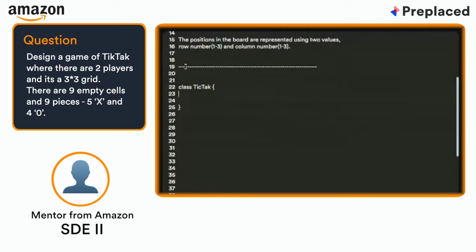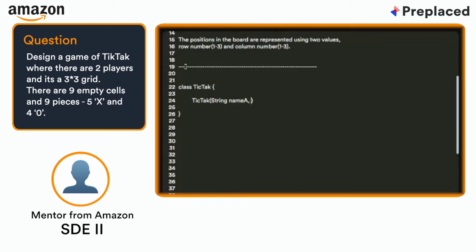So what will be in its constructor? Let me just define its constructor first. It's a 3 cross 3, right? I won't be making it dynamic. It will always be 3 cross 3. I can make it dynamic if it's required, but let's just keep it fixed, static for now.